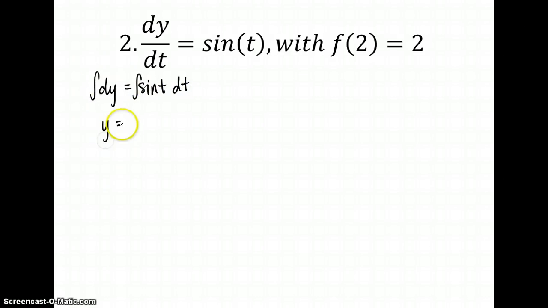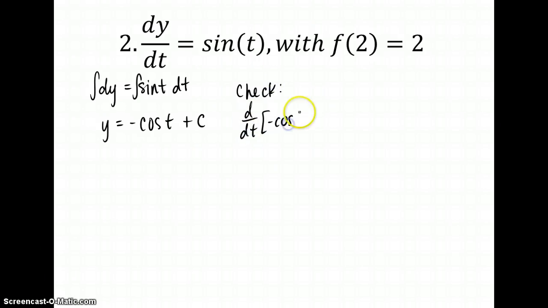Now we have y. What function has a derivative of sine t? Negative cosine of t, plus c. Remember, every single antiderivative can be checked using the derivative. Derivative of negative cosine would be positive sine. Derivative of c is 0. Now take the initial condition and plug it in.